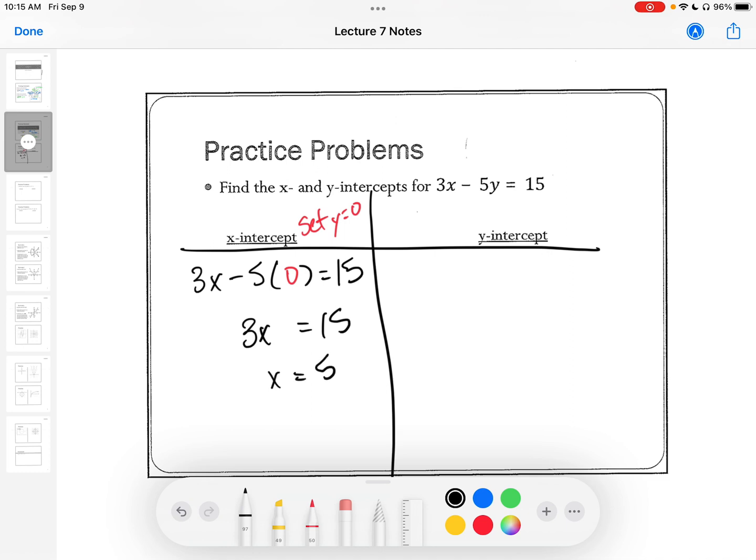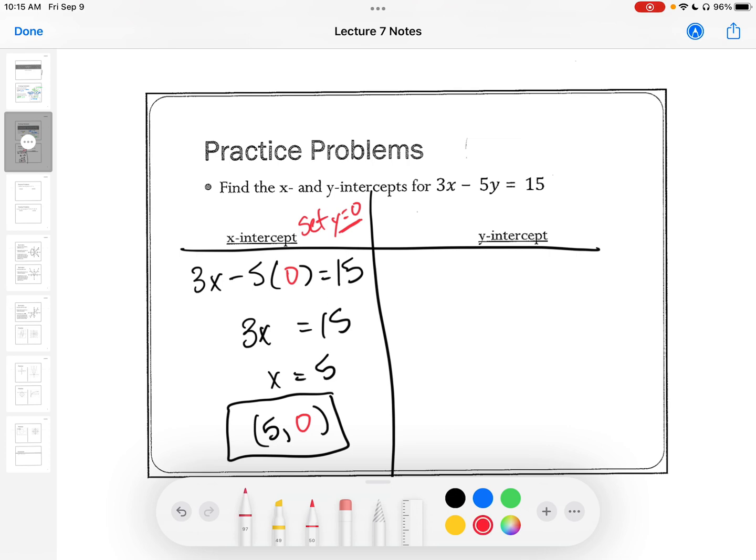Now, that is not my final answer because remember your x-intercept is a point. So my x value of this point is 5, and then what is my y value? Remember, I set my y equal to 0. So (5, 0) is the x-intercept for this graph.